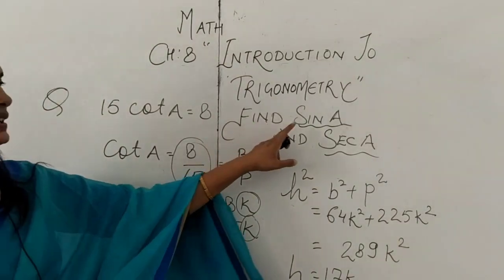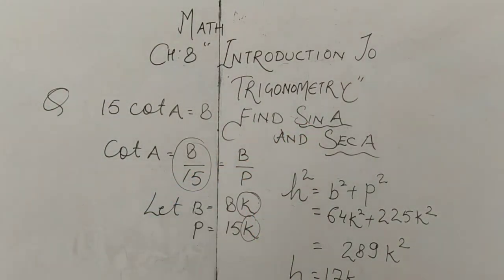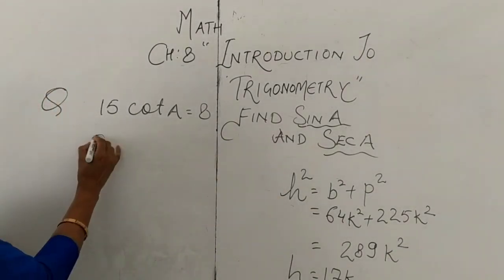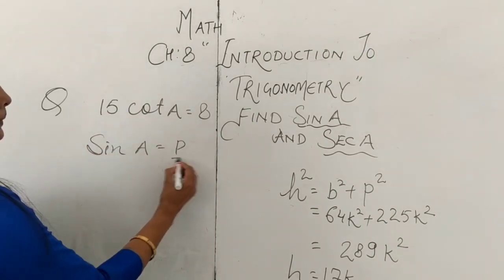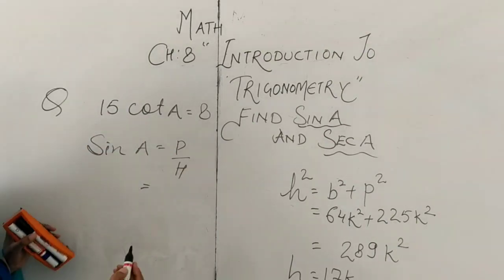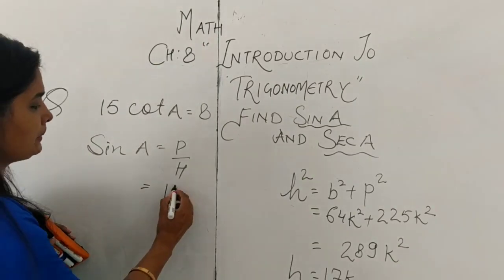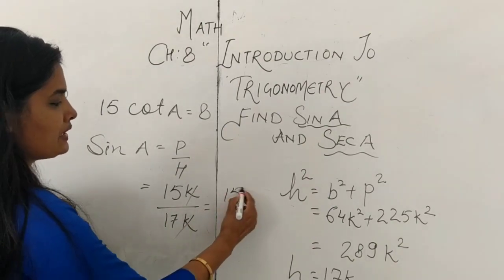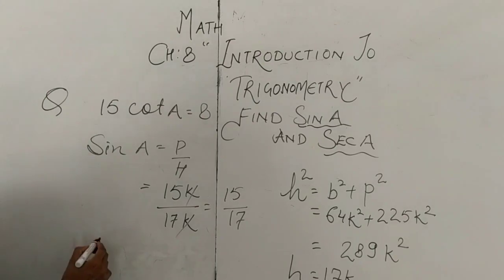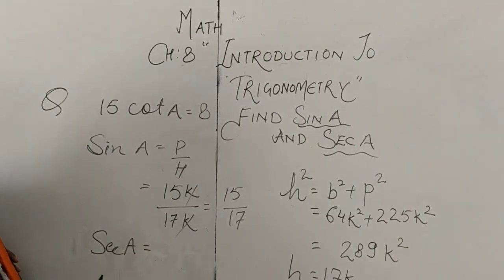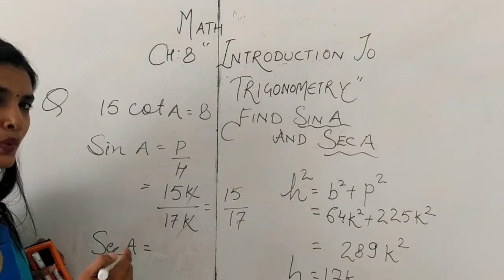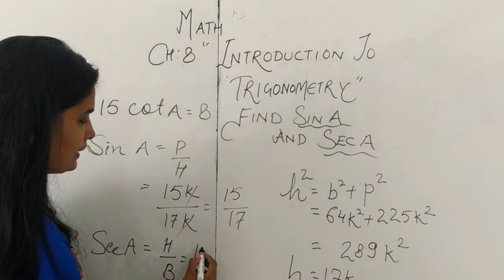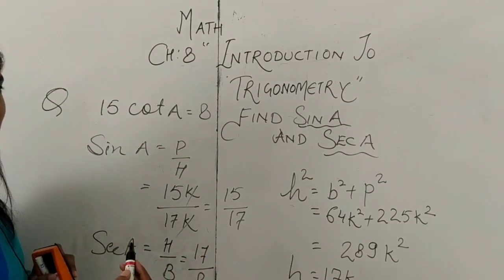Okay, now we can easily find sin A and sec A because we know the ratios. Ratio of sin A will be what? Sin A will be P upon H. So what was the value of P here? 15K, and the value of H is 17K. So K cancels. 15 upon 17 will be sin A, and sec A means the reciprocal of cos, and cos is B upon H, so sec will be H upon B, and H upon B is what? 17 upon 8. Clear? I hope it's clear, everyone.